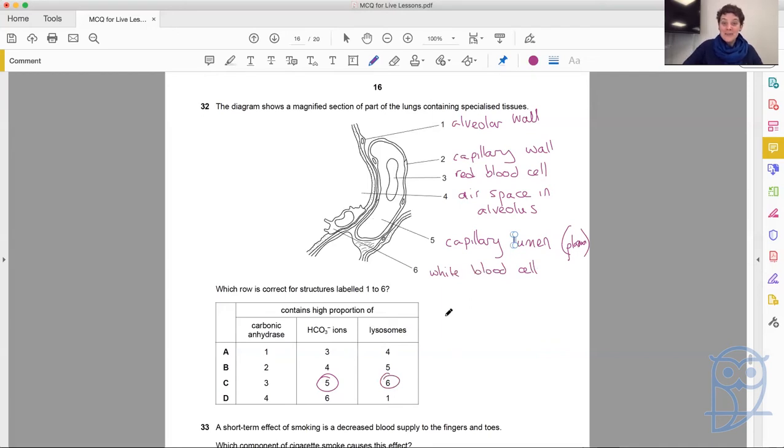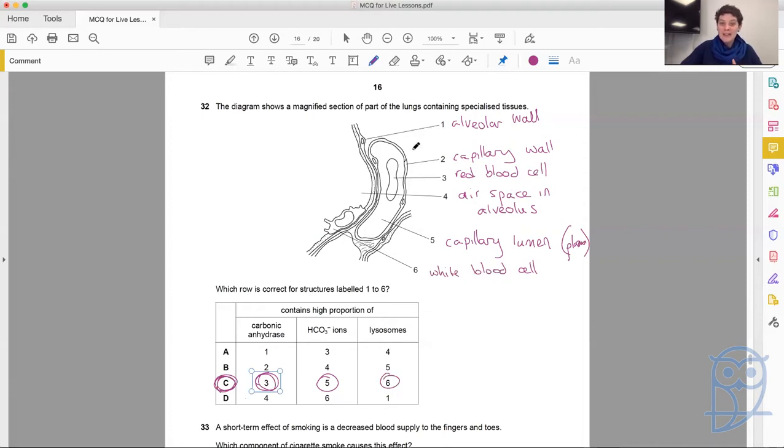So capillaries, of course, are surrounded by cells, with plasma in the middle with red blood cells, as we have identified in a previous question in this lesson. So that's our capillary lumen. And yes, there is a high proportion of hydrogen carbonate ions. And if we work back, seeing as we only have the one option for this, carbonic anhydrase would be high proportion in 3. 3 is our red blood cell cytoplasm. And yes, we would have a lot of carbonic anhydrase in there because that's where carbonic anhydrase is doing its job. So our answer is C.